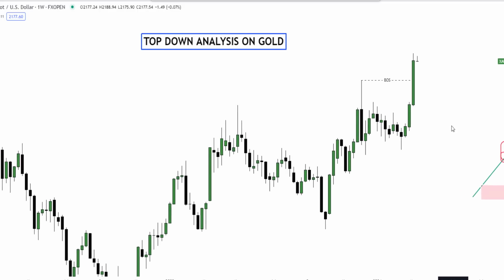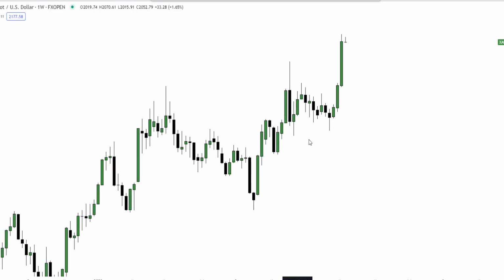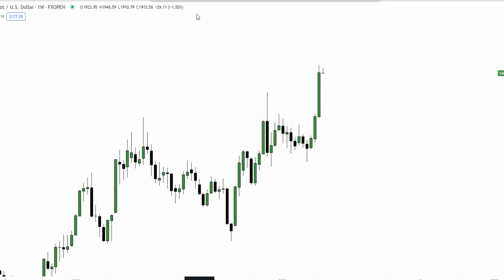So why am I showing you this? I'm simply showing you that so I would be able to properly explain what is happening to gold right now. So price has moved up. What is this? External range liquidity.